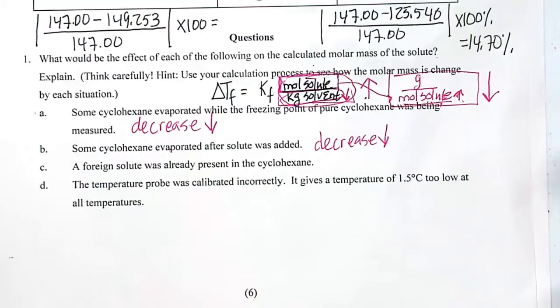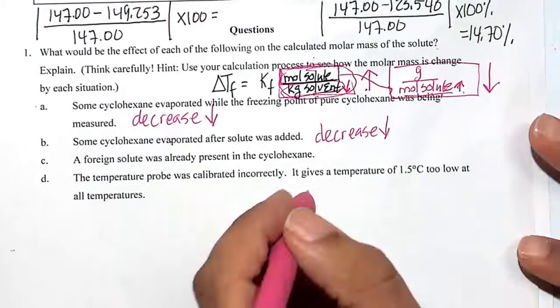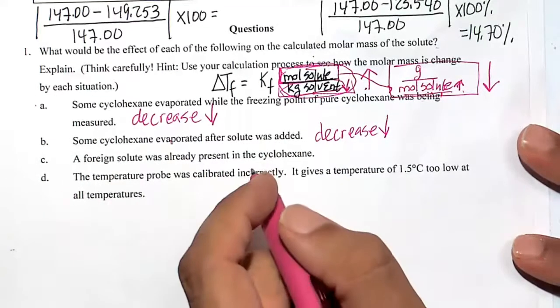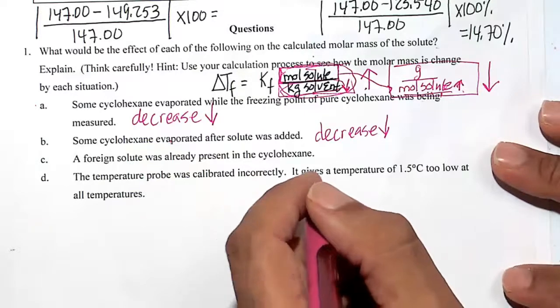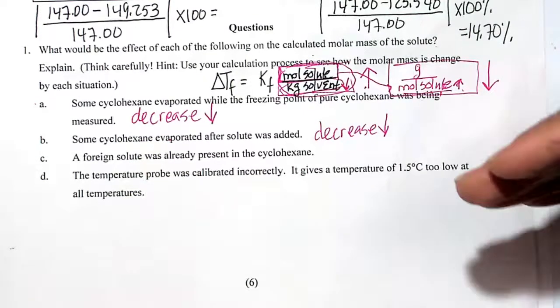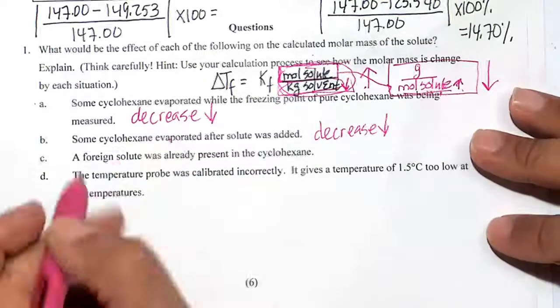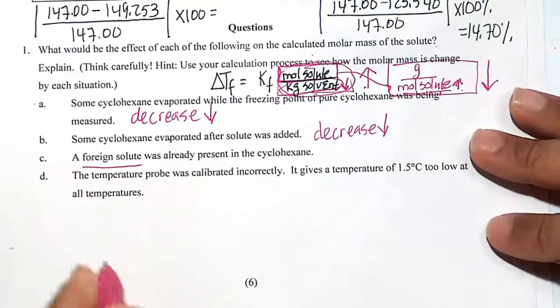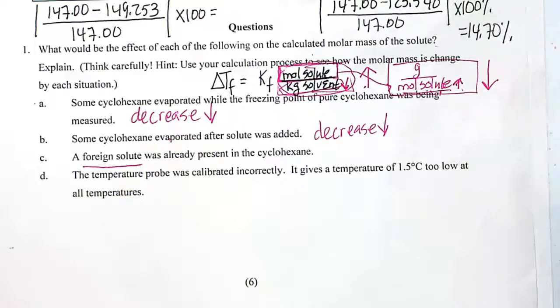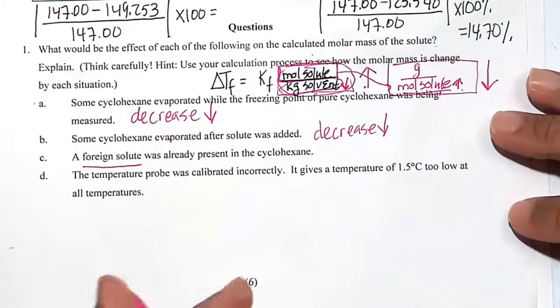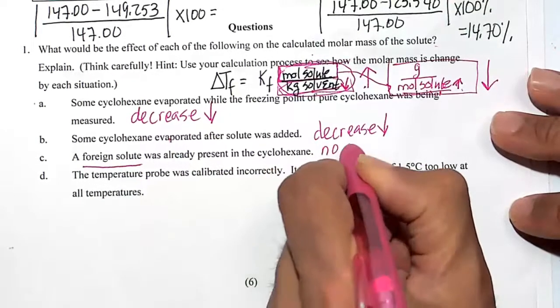Foreign solute was present in the cyclohexane. This is kind of tricky. A lot of people stumble upon this. The correct answer is that it doesn't matter. As you see, that error perpetuates. So let's say there is some sort of contaminant, and we calculate our freezing point. Then we add our unknown. That error gets transmitted and propagated across all other measurements. So we should not see much of an effect. So the answer here is no effect.